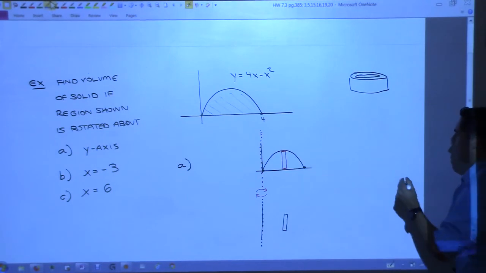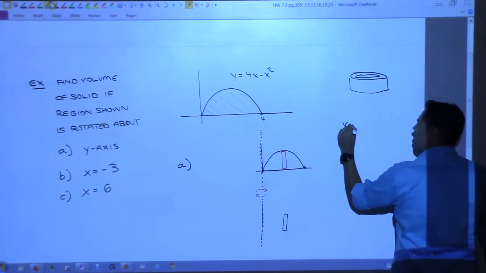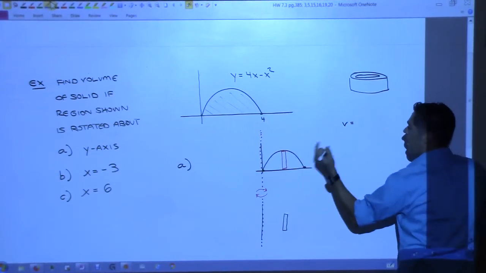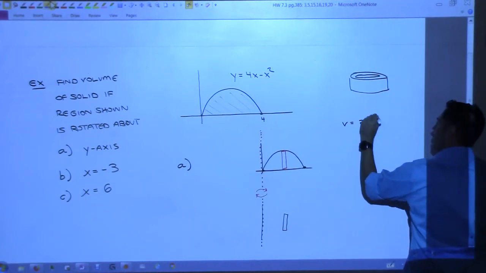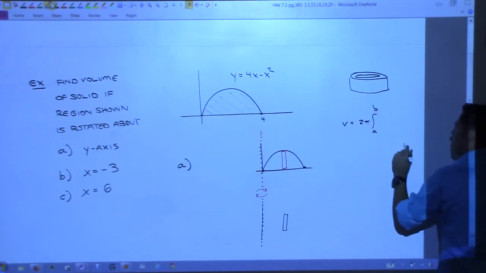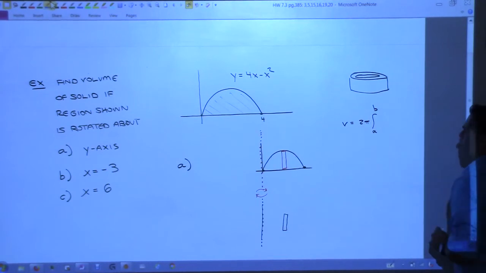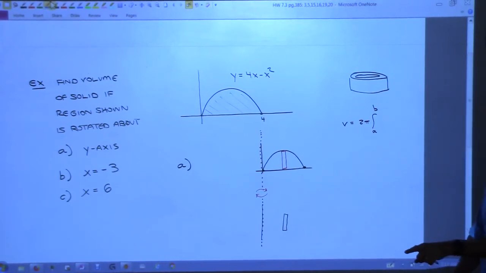Okay, and if you look back in your notes, what we determined was that the volume of the entire thing wrapped would be 2 pi integral a to b. Anyone remember the next part? Well, that's what it says on the formula sheet, right? But in class I said it was x, okay? I said it was x because of the problem we were looking at.